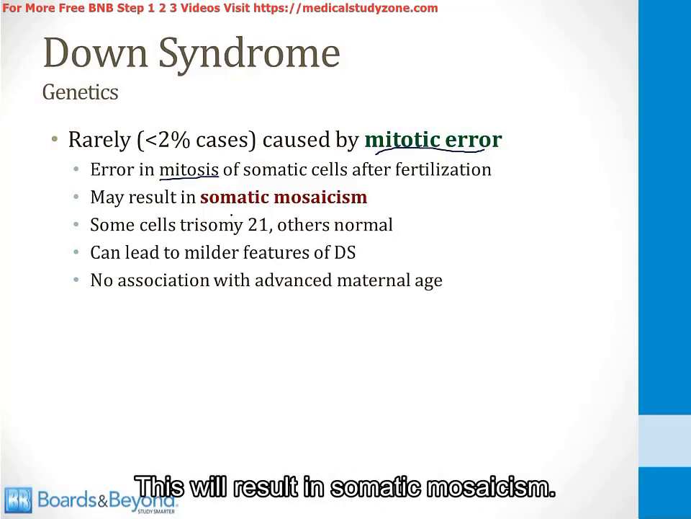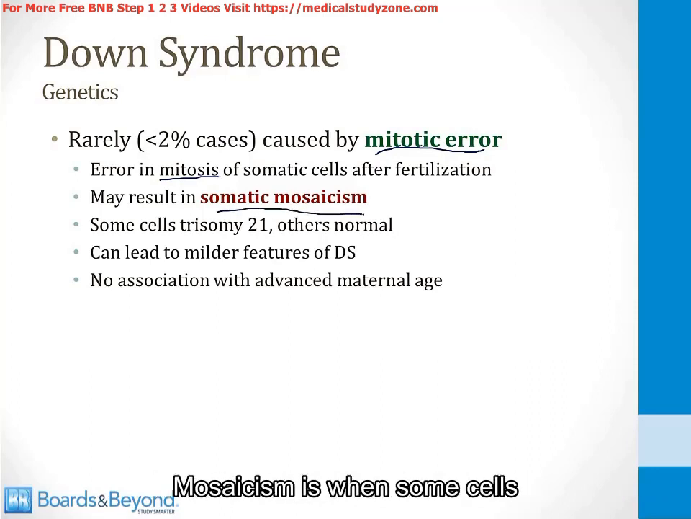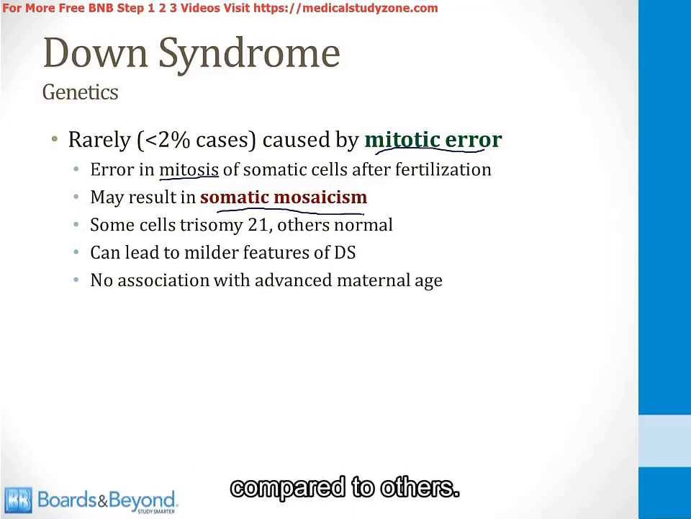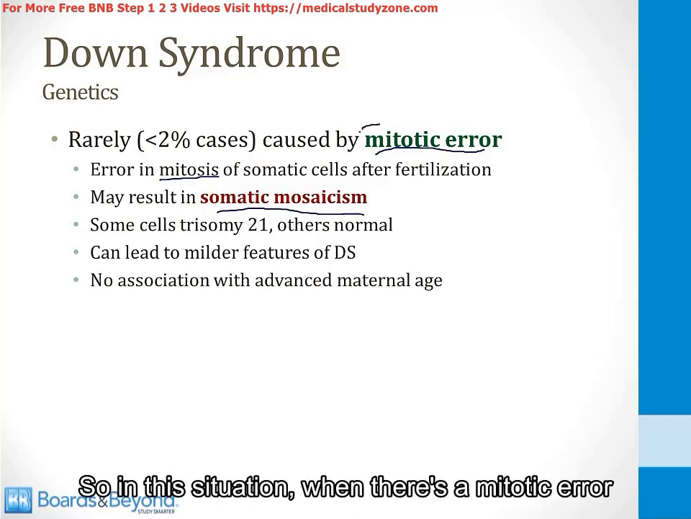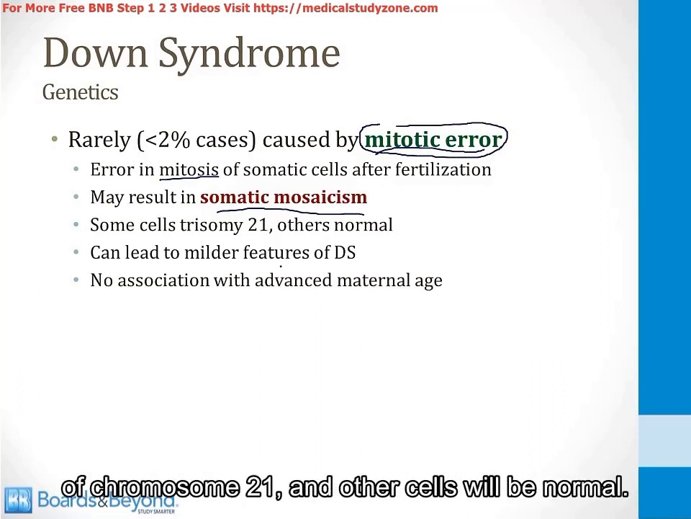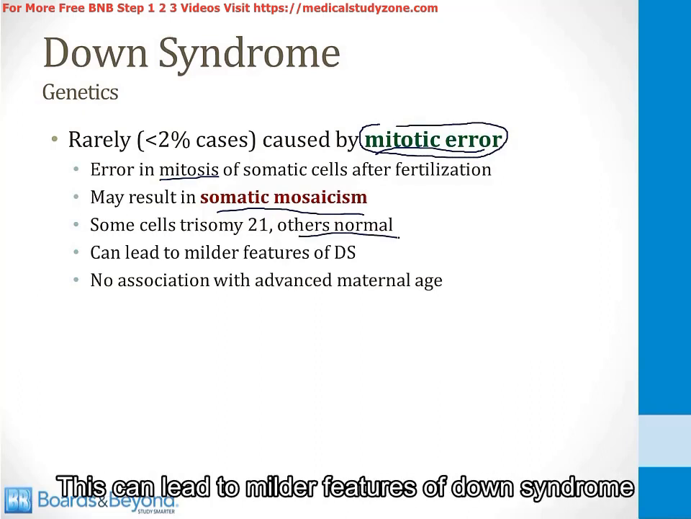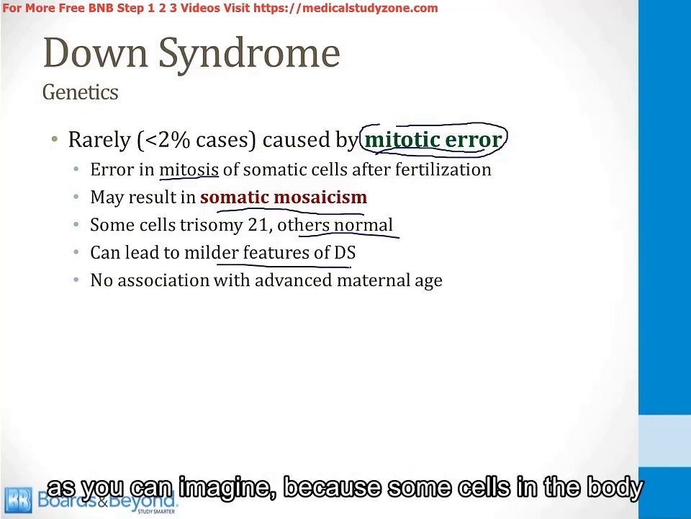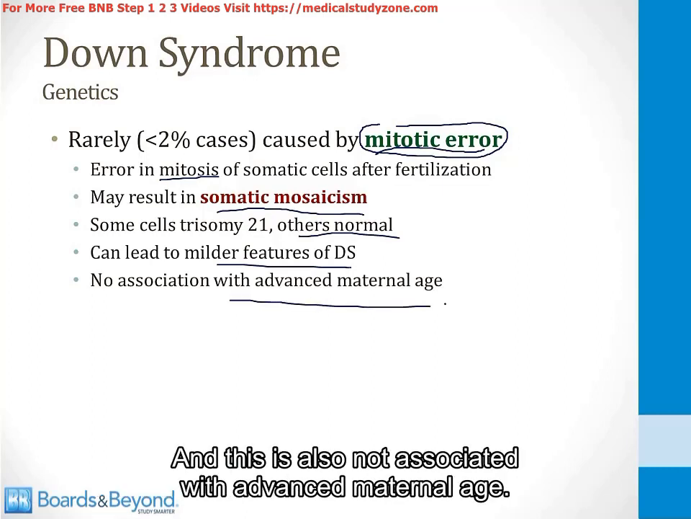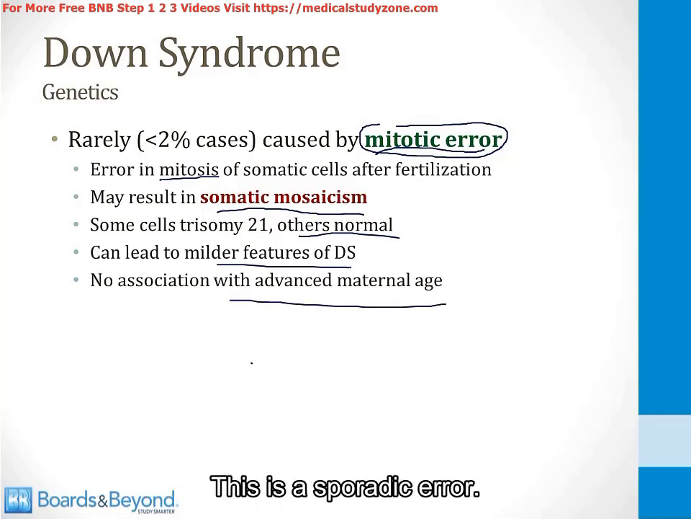This will result in somatic mosaicism. Mosaicism is when some cells have different numbers of copies of chromosomes compared to others. So in this situation, when there's a mitotic error, the child will have some cells with 3 copies of chromosome 21 and other cells will be normal. This can lead to milder features of Down syndrome, as you can imagine, because some cells in the body have the normal numbers of chromosomes. And this is also not associated with advanced maternal age. This is a sporadic error.